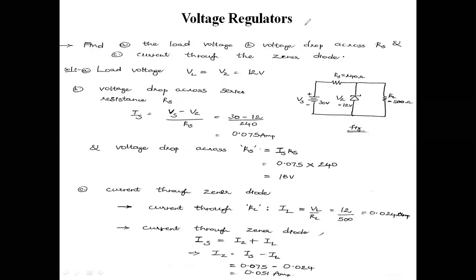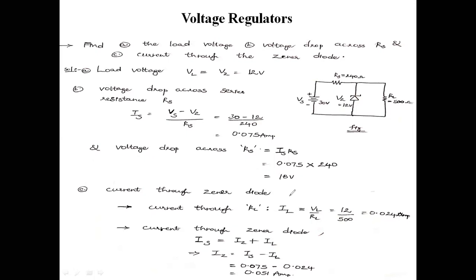In this way, we can analyze the voltage regulators with respect to the Zener diode that is placed in the shunt format. In the shunt format, we can analyze the entire circuit with respect to line regulation and load regulation. Okay, line regulation and load regulation.